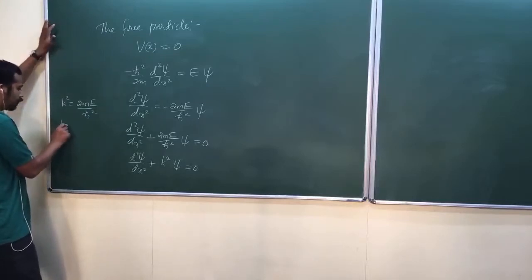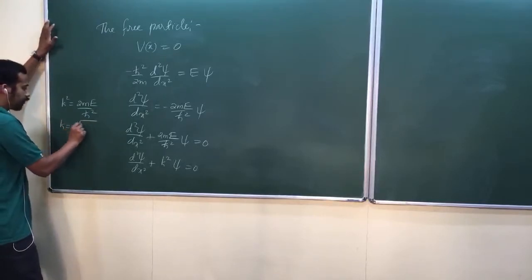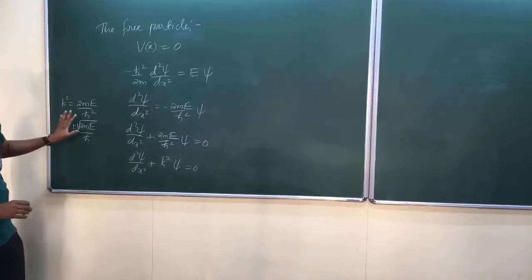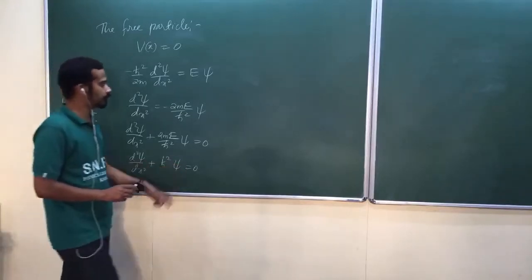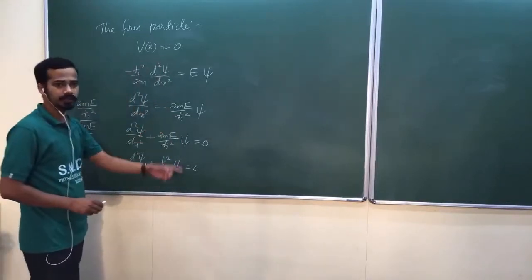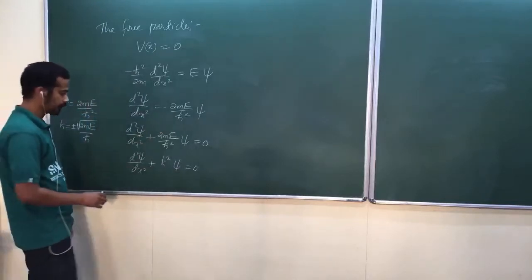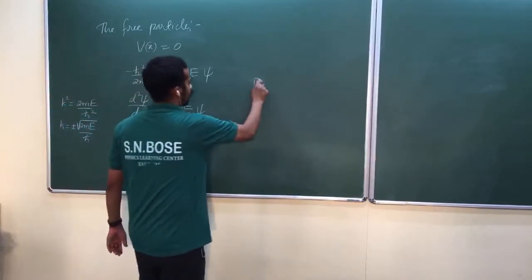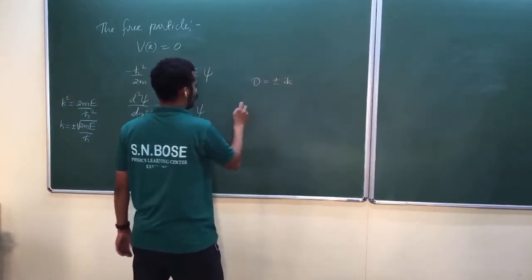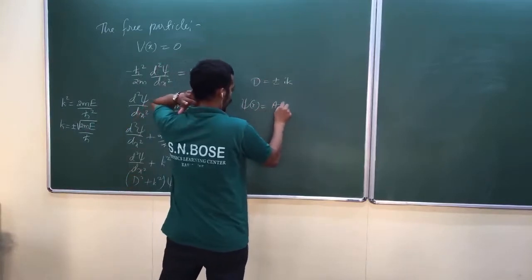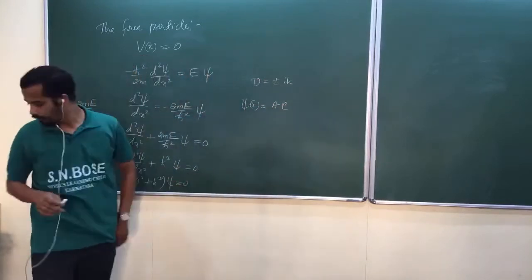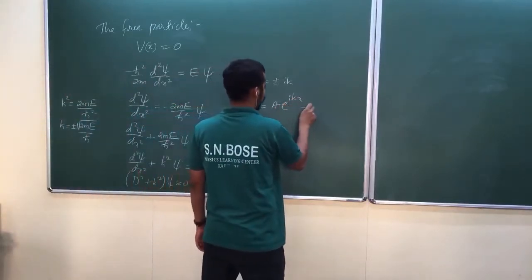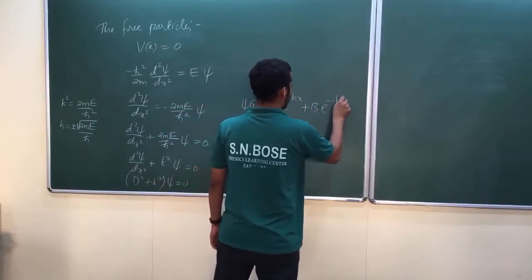And then what would k be? Plus or minus root of 2mE by h bar, isn't it? Let me keep it as it is. Let me solve this Schrodinger equation. What is the solution? Shall I write it directly? D square plus k square acting on psi equal to 0, so D is equal to plus or minus ik. Am I right? Your solution is A e power ikx plus B e power minus ikx. Can I take it like this?